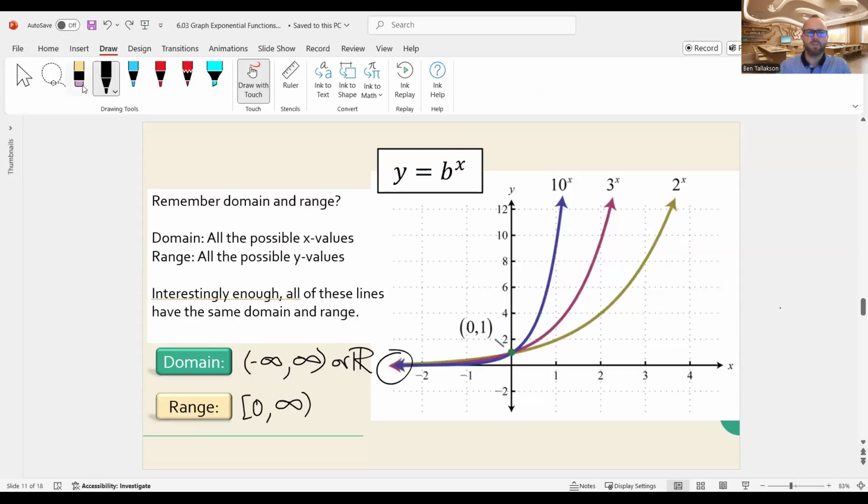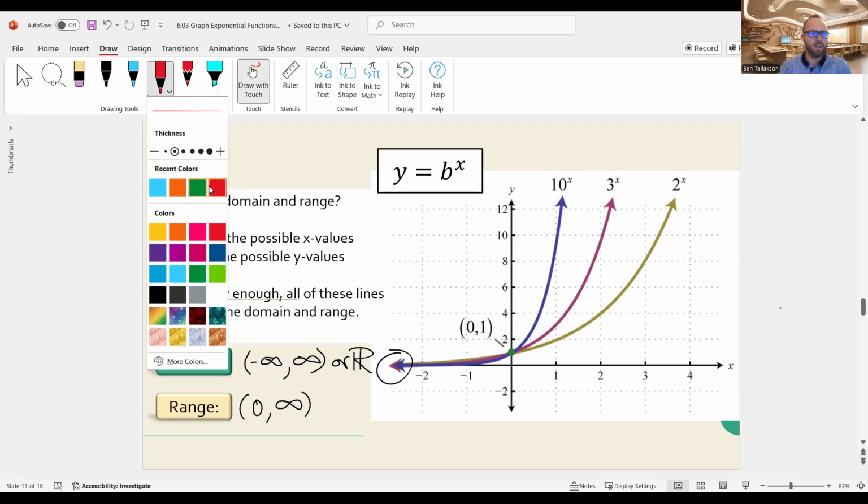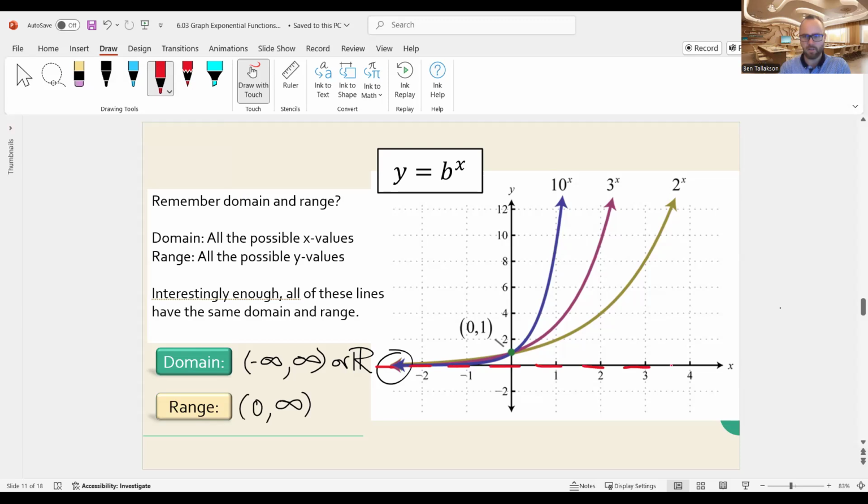Is zero included? No, zero is not actually included, but it goes right up to it. So anything above zero, all the way up to positive infinity. And do you know what that line is called, a line that another line never touches? In this example, it's our x-axis. So that is called an asymptote. And specifically, this is a horizontal line, so this is called a horizontal asymptote. There are also vertical asymptotes, which we'll get into.